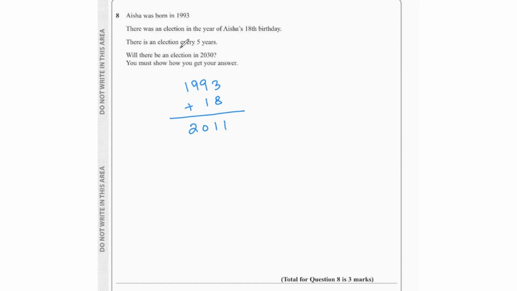Now they're saying there's an election every 5 years. So till 2030, if we keep on adding 5, that's going to be 2016. That's going to be 2021. Another 5, that's going to be 2026. And then another 5 would give us 2031. So will there be an election in 2030? No, because after 2026, the next election is in 2031.